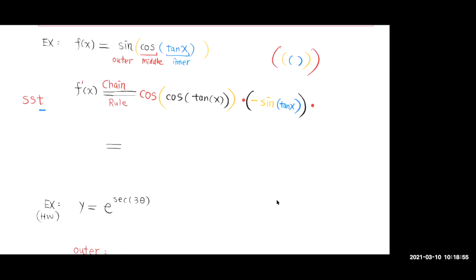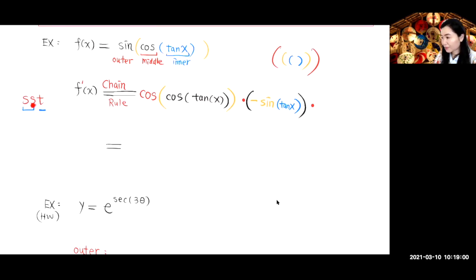Secant squared. The derivative of tangent is secant times secant, which is secant squared. Okay, so that's secant squared. So remember the trick I shared with you. Do you remember that? The derivative of tangent is secant times secant, which is secant squared. The derivative of secant is secant times tangent.